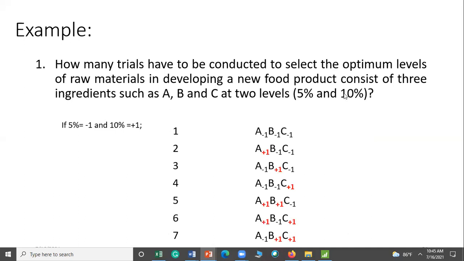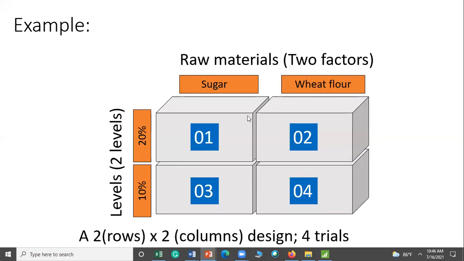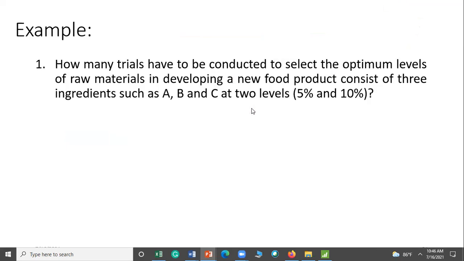In this example, you can see there are three ingredients, and we are going to check at two levels. So how many factors are there? There are three factors, and we are going to check these factors at two levels. So 2 to the power 3: number of levels 2, number of factors 3. So 2 to the power 3 means the total is 8.